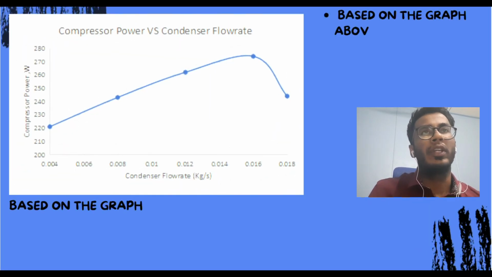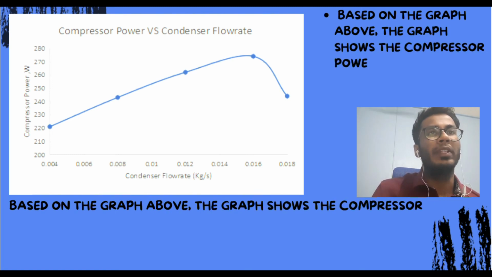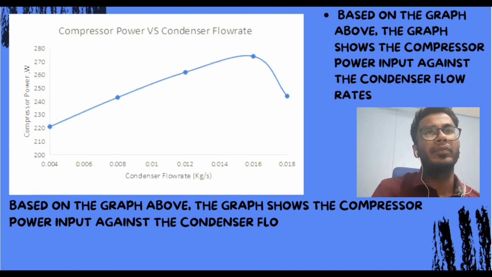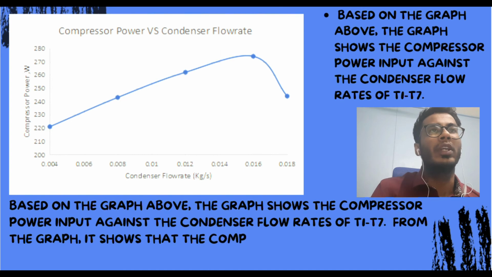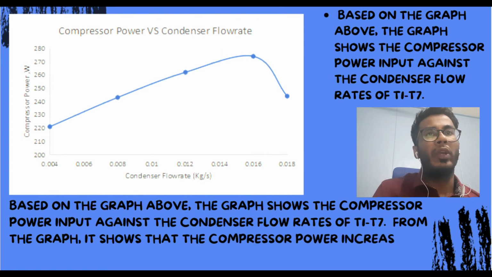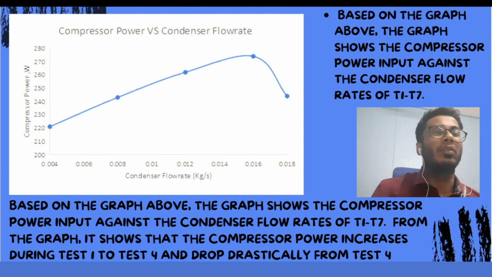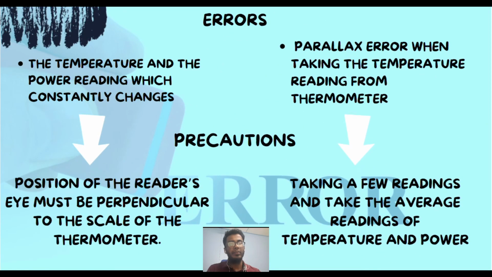The next graph plotted is compressor power versus the condenser flow rate. Based on the graph we can see that the compressor power increases from test 1 to test 4 and drops drastically from test 4 to test 5, from 274 watt to 221 watt. So it shows that when the condenser flow rate increases, the compressor power also increases, but at one point it will drop drastically. During the experiment conducted, there might be some errors.